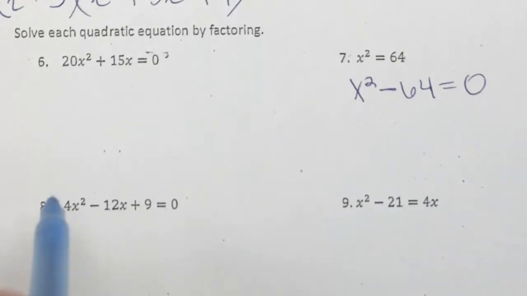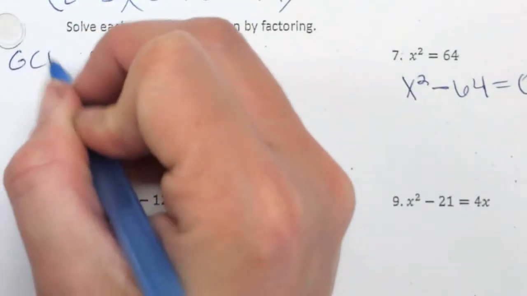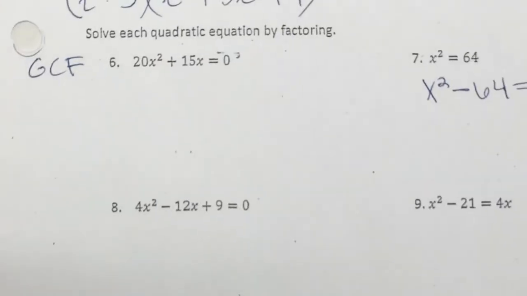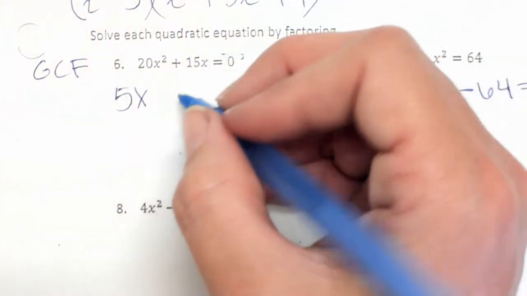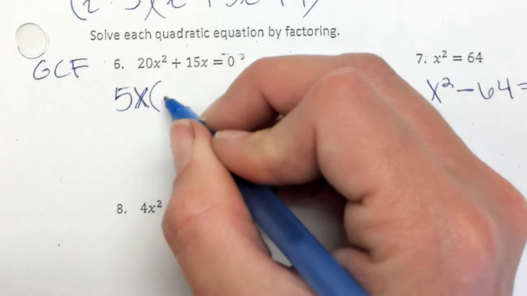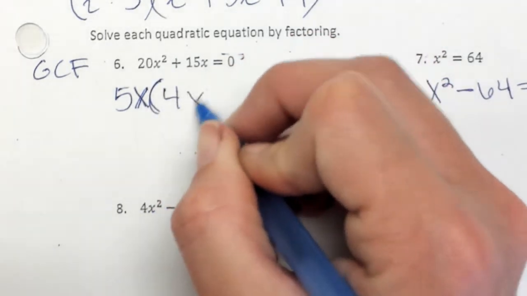Now this first one, number 6, tell me what method I could use to factor this one. Yes, write that down. GCF. What do they have in common? Very good. Abigail Kennedy, what's going to go inside my parentheses? 4x plus 3. Perfect.